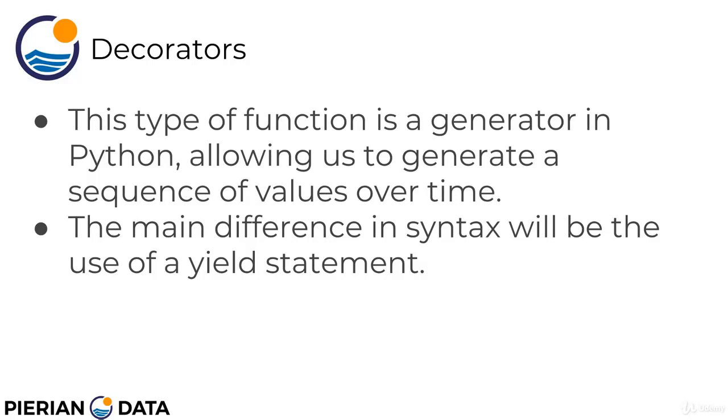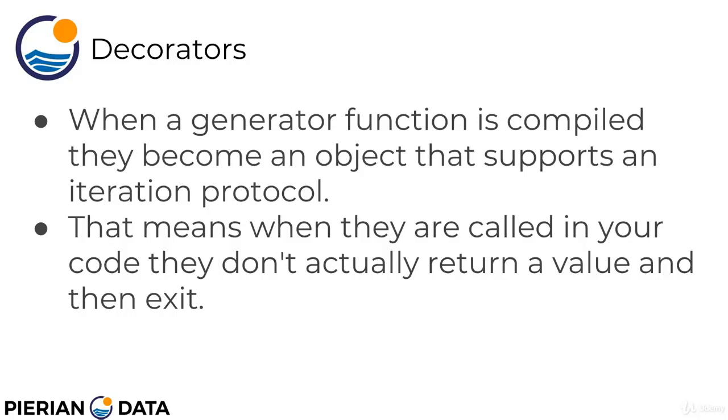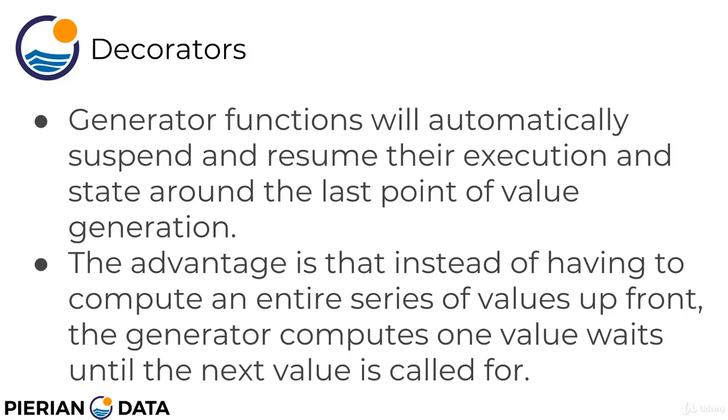The basic idea is that generators allow us to generate a sequence of values over time, instead of having to create an entire sequence and hold it in memory. The main difference in syntax when you're programming is the use of a yield keyword statement. So when a generator function is compiled, they become an object that supports some sort of iteration protocol. That means when they're actually called in your code, they don't return a value and then exit. Instead, generator functions will automatically suspend and resume their execution state around the last point of value generation.